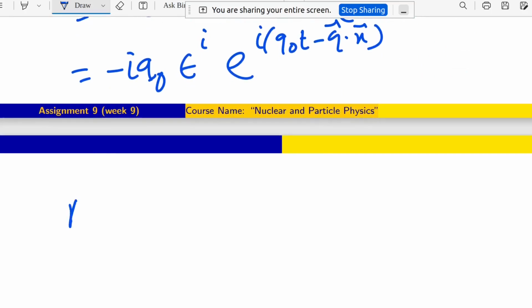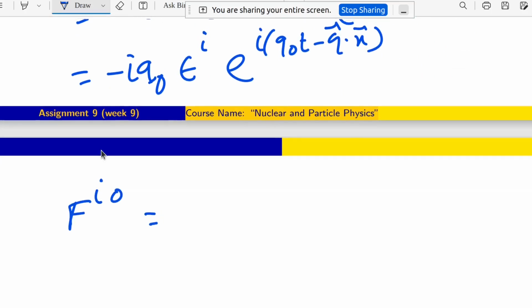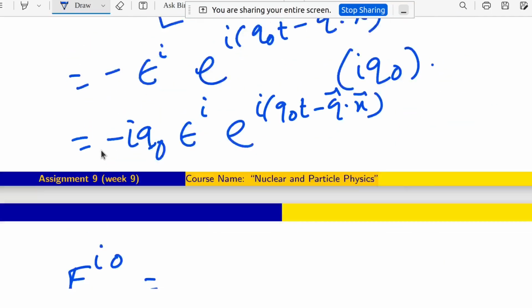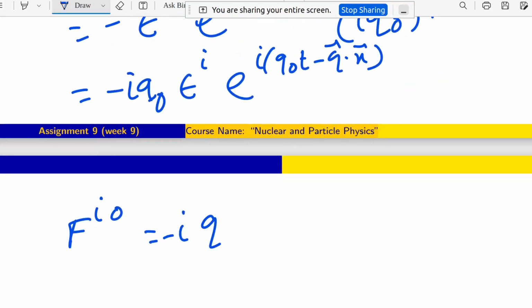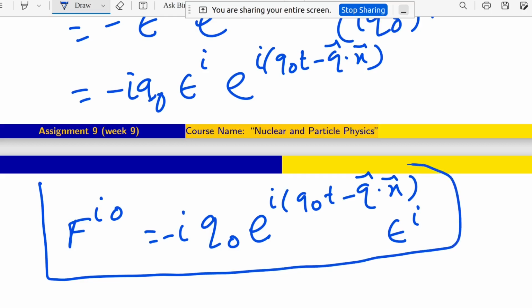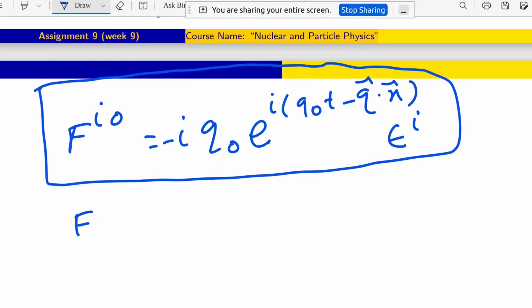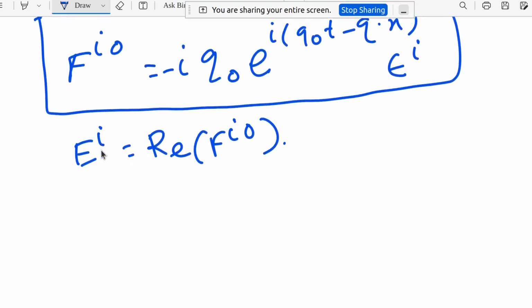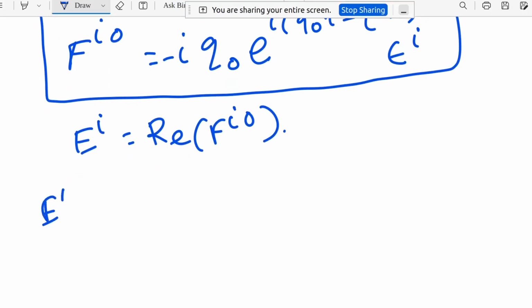Now as we got the Fi0 expression, what is Fi0? Fi0 is minus del 0 ai, and this is minus q0 I e to the power I this, and then epsilon I. So we got this expression. So now what we will do? We will calculate EI. EI is real of Fi0. So first of all, E1, let's say this is 1, E1, real of F10.